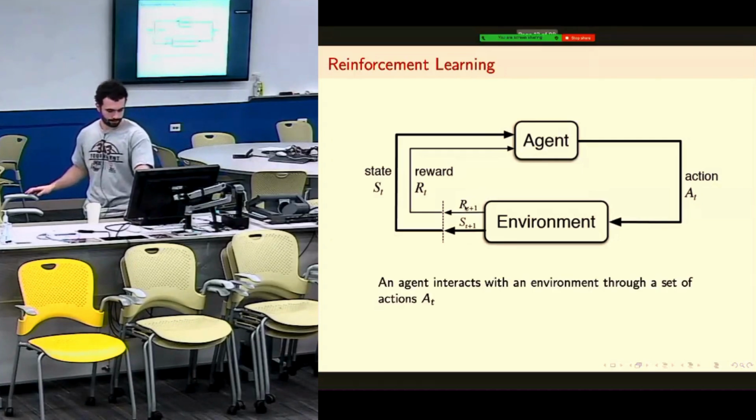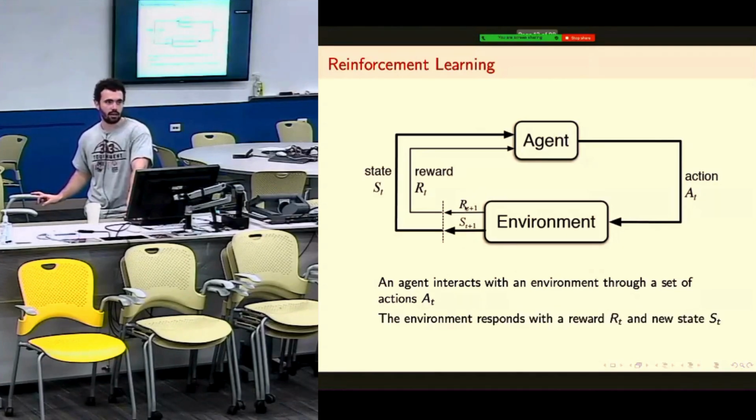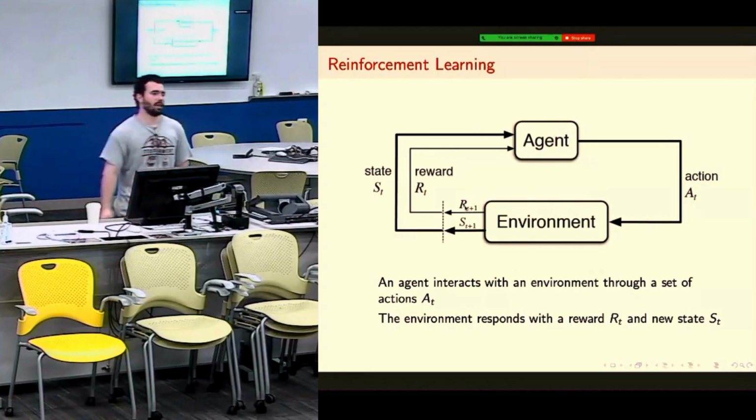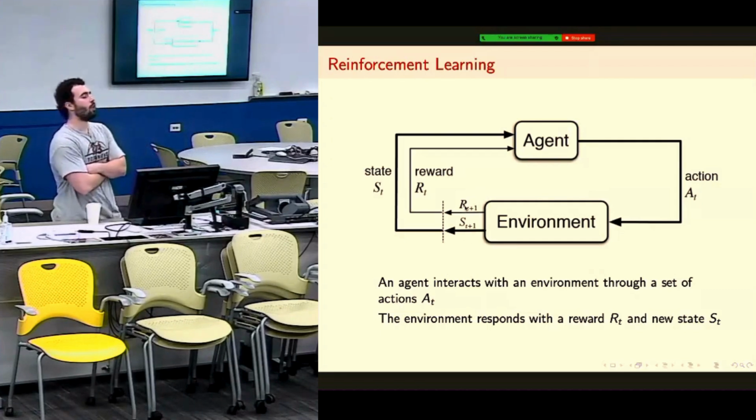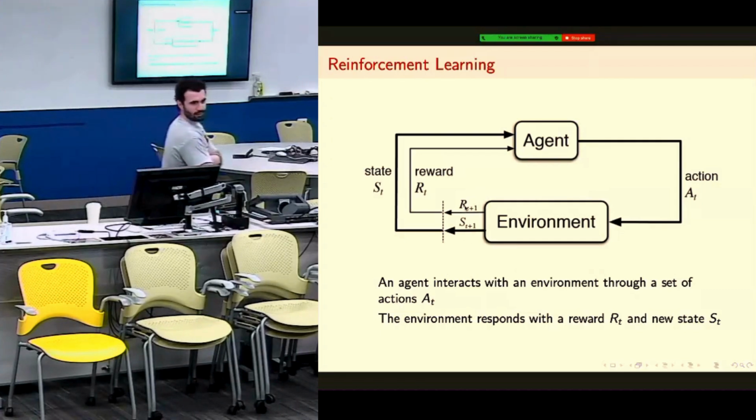Okay, cool. So an agent interacts with an environment through a set of actions a sub t, and the environment responds with a reward r sub t and a new state. Okay, so let's just do one really quick example. Can someone come up with an example of a domain where you might be able to use this? Almost anything you say would be correct, like any time there's an agent in an environment.